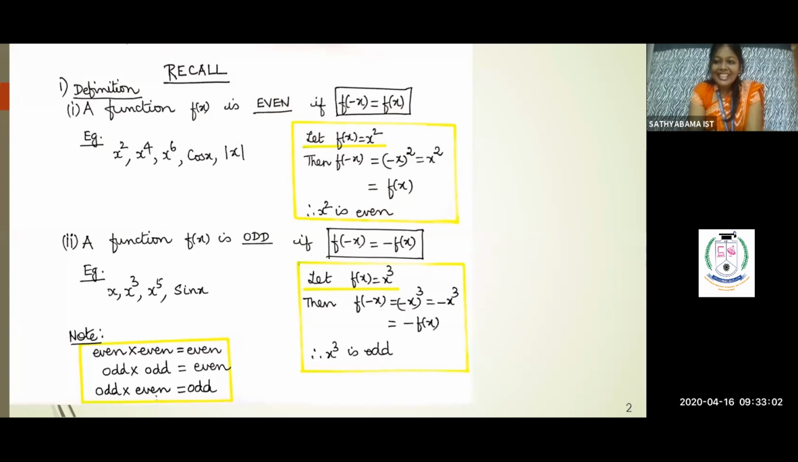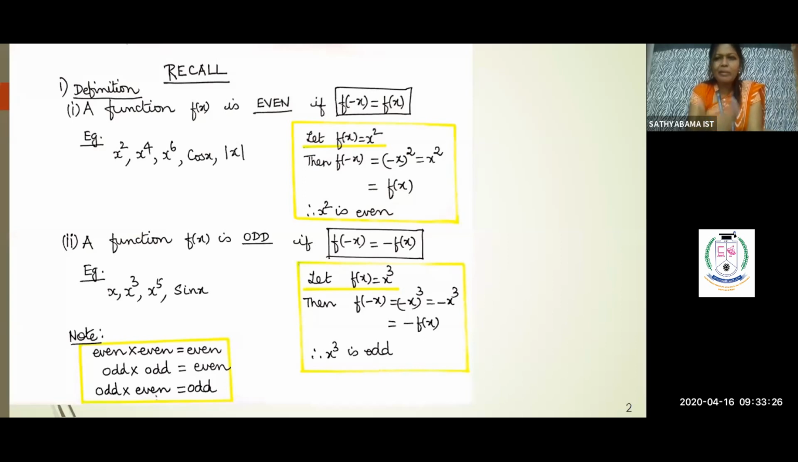Consider f of minus x. Now, what will my f of minus x be? Minus x the whole squared, which is the same as x squared. And x squared is nothing but f of x, right? So what have we got? f of minus x equal to f of x. Therefore, what can you call x squared to be? An even function. In fact, any even power of x is an even function.